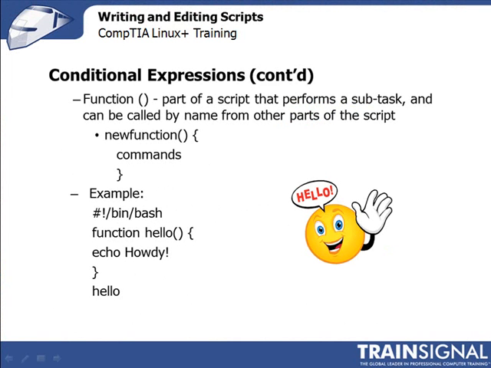The last of the types of conditional expressions that we'll cover is functions. Functions are part of a script that performs a specific subtask and can be called by name from other parts of the script. Functions are represented by parentheses, and they have commands enclosed in curly braces. Let's try out a script with a function. Let's switch back to our terminal window.